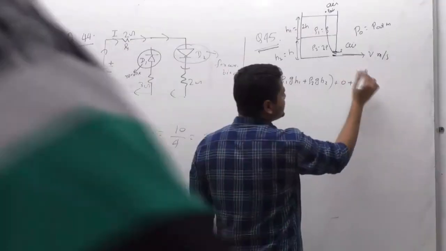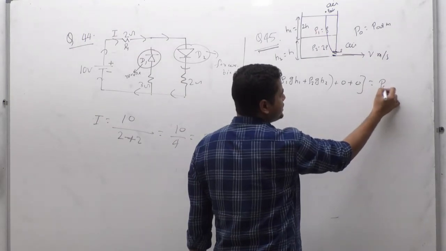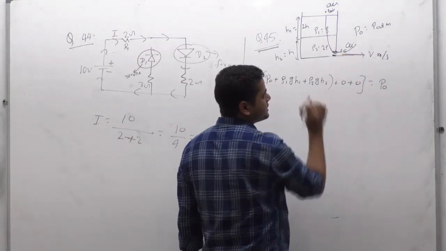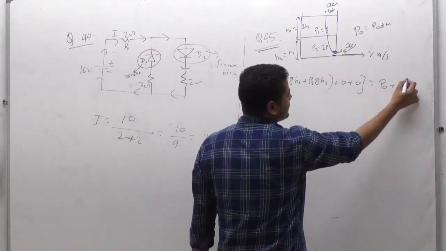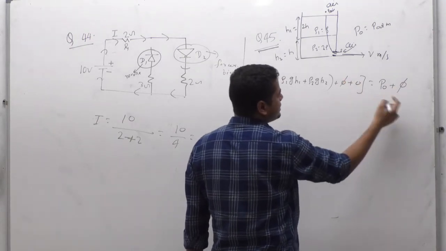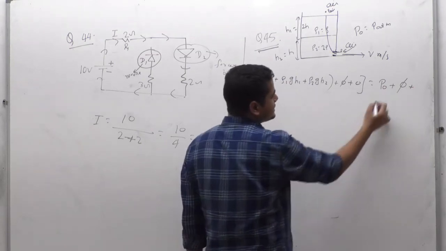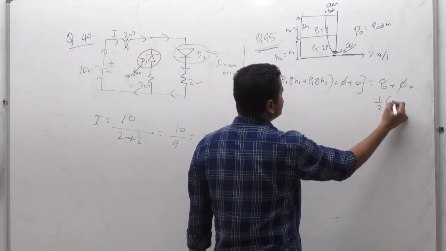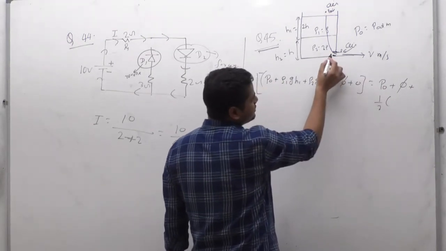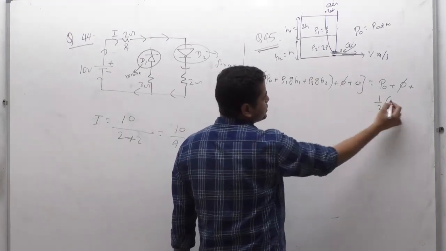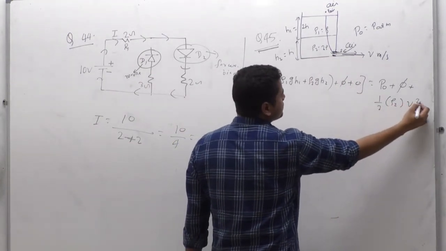Now write all the energy at point 2. For point 2, what is the pressure energy? P naught, because air acts at this point. And the potential energy is 0, because both are at the same level, so they cancel each other. And what about the kinetic energy? The kinetic energy will be half into rho into V square. Which rho? The liquid which is coming out, which is rho 2. So this will be half rho 2 into V square.